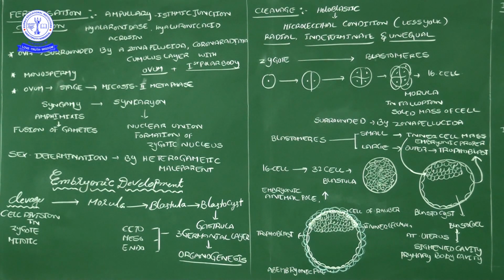See, these steps are followed by these 16 cells. These 16 cells, with one more cell division, form the 32-cell stage. That 32-cell stage we call the blastula. Okay, this is a stage.